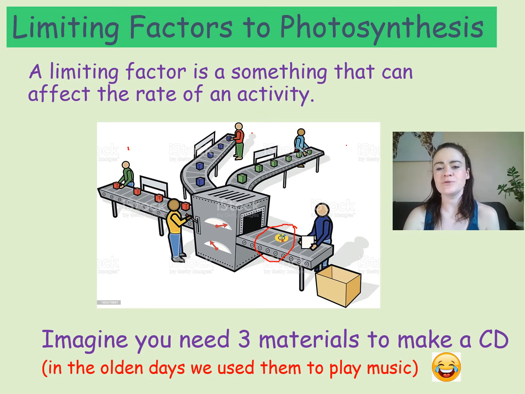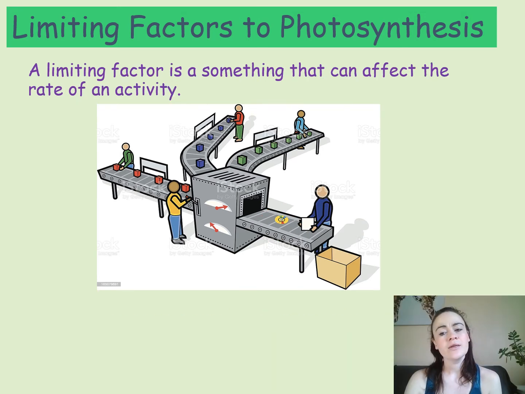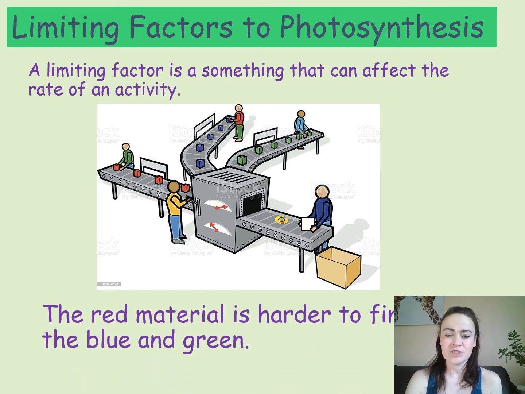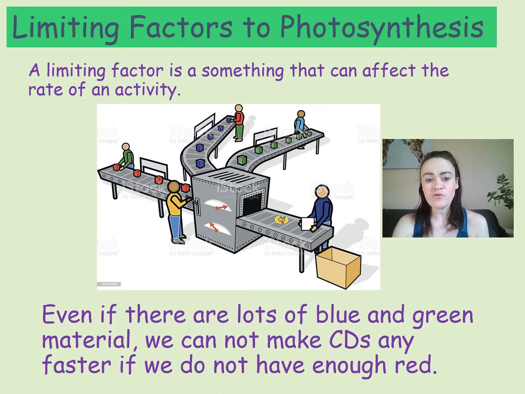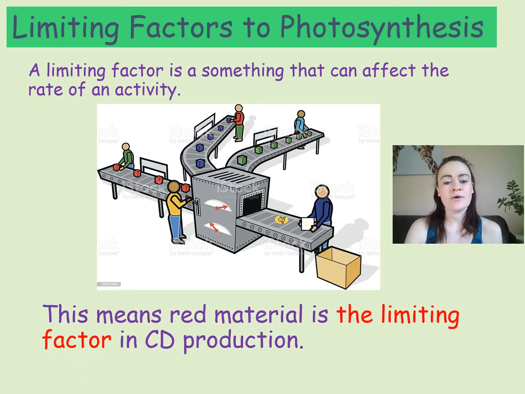So we're imagining that we need these 3 materials to make a CD. Now, imagine that the red material is harder to find than the blue or the green one. Okay? So, even if we've got lots of blue and lots of green, we can't make lots of CDs. We can't make CDs really quickly because it relies on all 3. So that means in this incident, the red material is limiting the rate at which we can produce CDs. So it's a limiting factor.